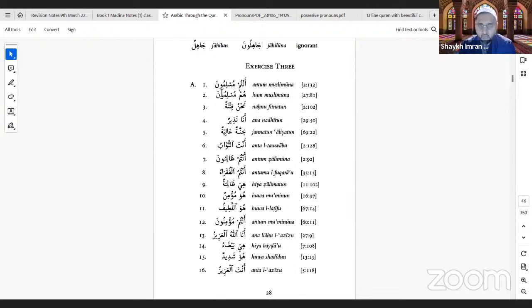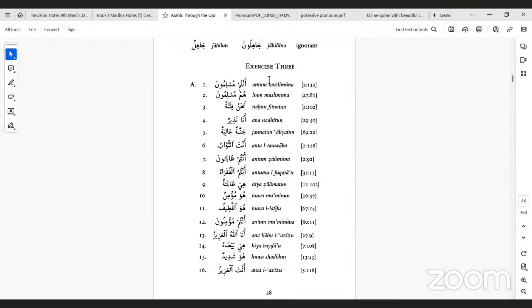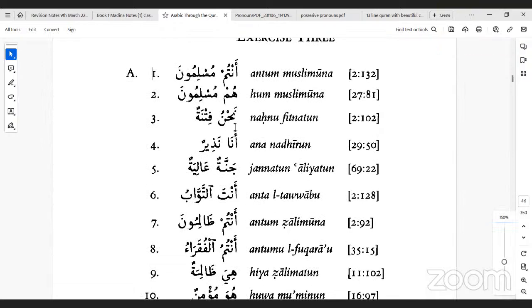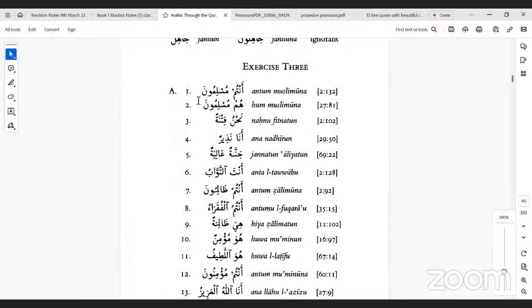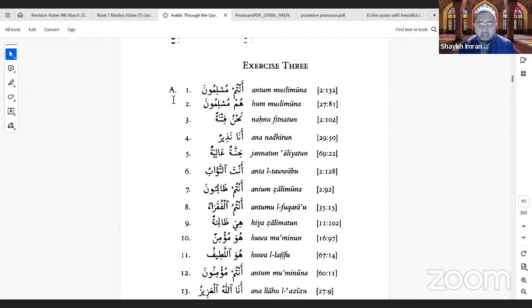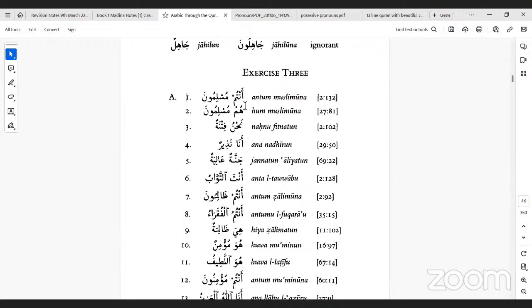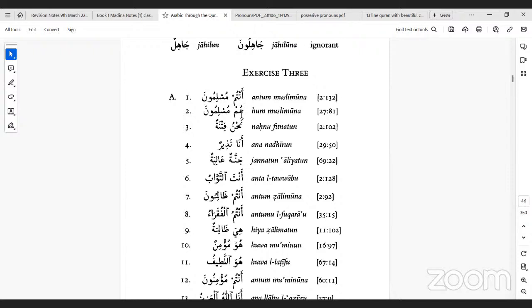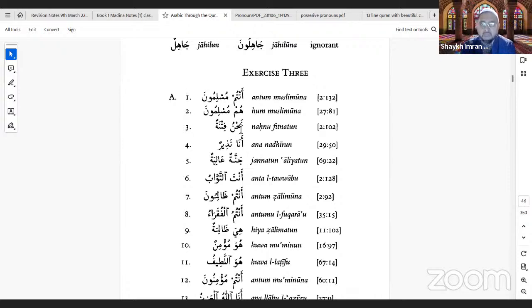Now, Antum Muslimuna. Sister Tahira attends this class only, so I'm going to ask her to come on the mic for a second. Sister Tahira, can you come on the mic, please? Antum Muslimuna, who is this referring to? Muslimuna is referring to the masculine plural. Excellent. This is page number 28 of Arabic through the Quran. You are all Muslim. So what will be the singular? What is the singular of Antum? Anta. Yes, that's right. Anta Muslim.